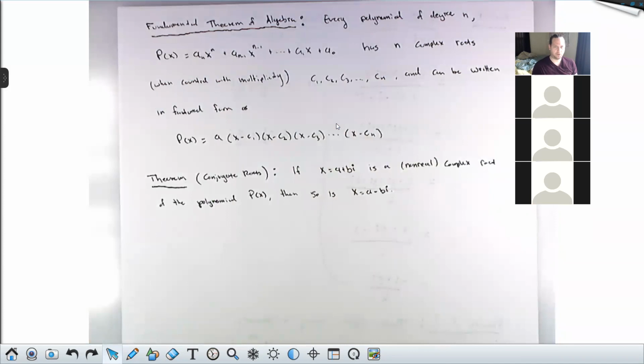But this is important, so please remember this. If a plus bi is a root, so is a minus bi. Complex roots always show up in conjugate pairs. This means if you graph them in the complex plane, there's a lot of symmetry. I'm going to show you some of that later. Okay, one more theorem.